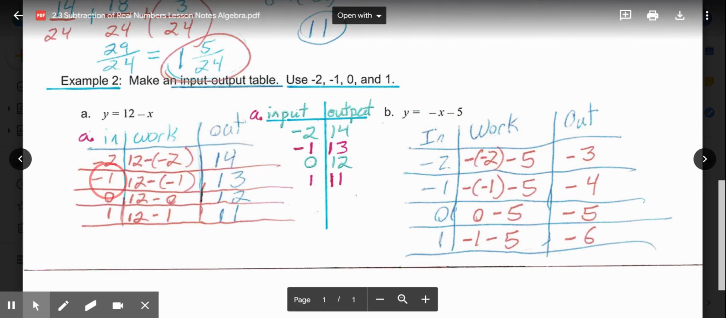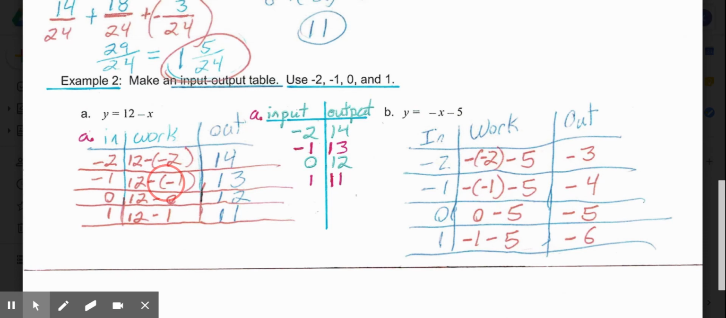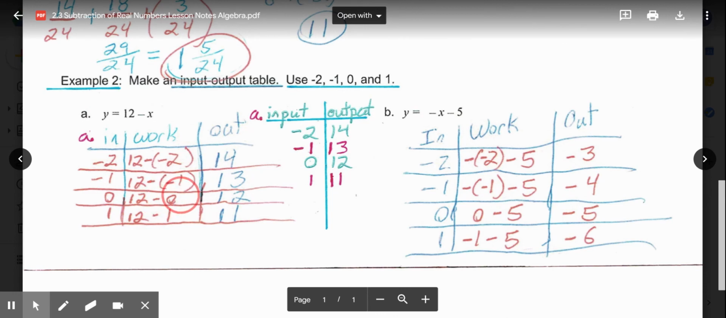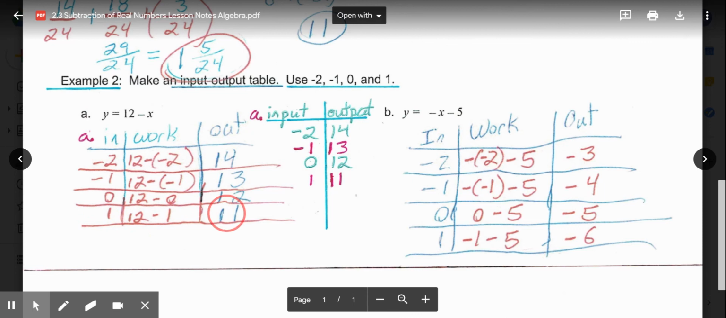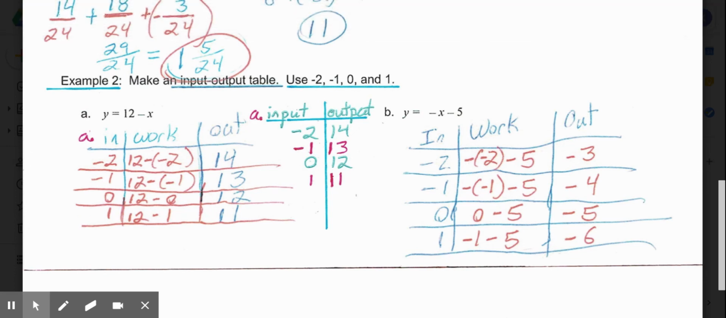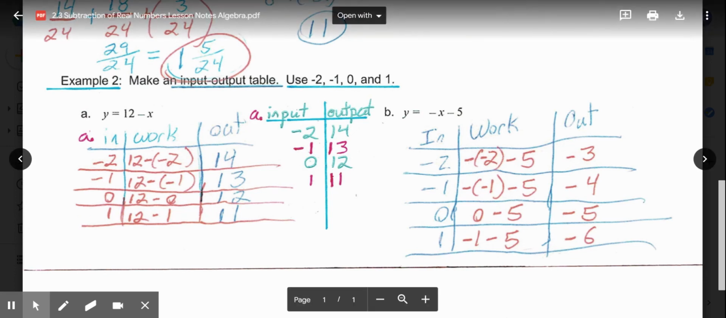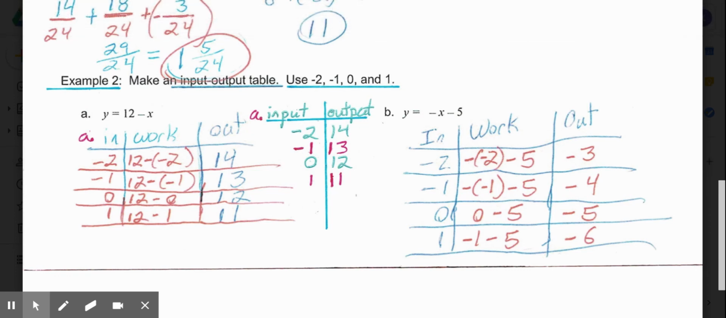When I put in a -1 for x, 12 minus a -1 is 12 plus 1, or 13. Put in a 0, 12 minus 0 is simply 12. Put in a 1, 12 minus 1 is 11. So this is our 3-column input-output table. I could simply represent that as a 2-column input-output table with the inputs on the left, outputs on the right, or simply known as a T-chart because of the shape right there.